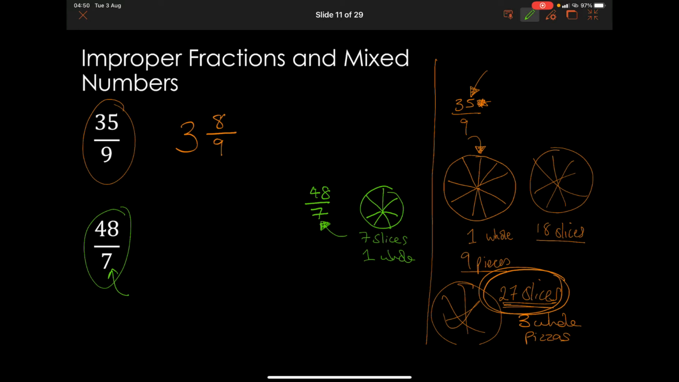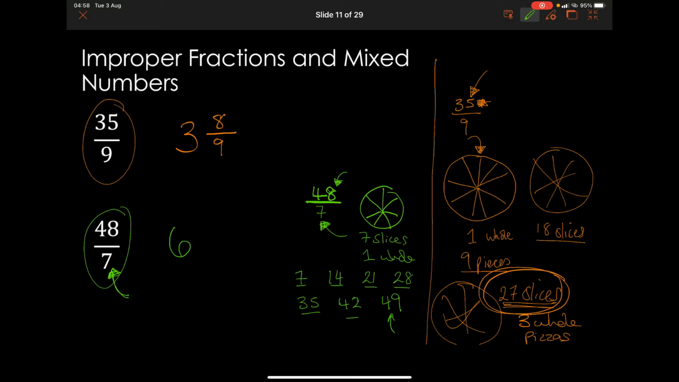So how many whole pizzas can I fit into 48? Well, I can write down my 7 times table instead of drawing out loads of pizzas. 7, 14, 21, 28, 35, 42, 49. Obviously, that's telling me how many whole pizzas I can fit in. 1, 2, 3, 4, 5, 6. I can't fit 7 because I've not got 49 slices, I've only got 48. So I can fit 6 whole ones.